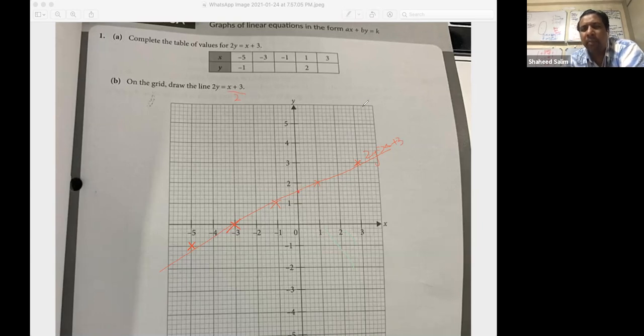Now, I'm going to give you another work to do. Any questions at first? Are you blur? No? So I'm going to send you this. You do on your graph paper. All right?